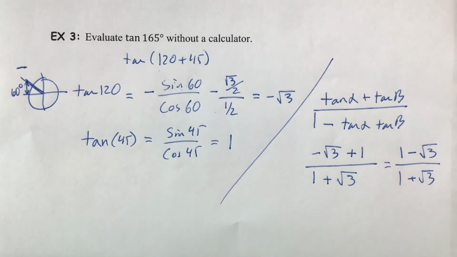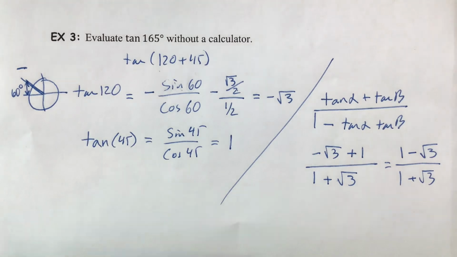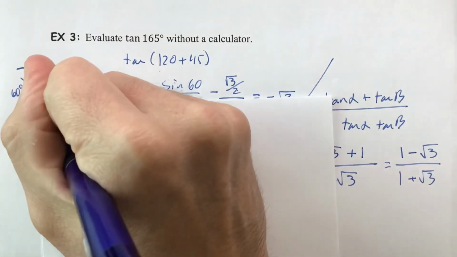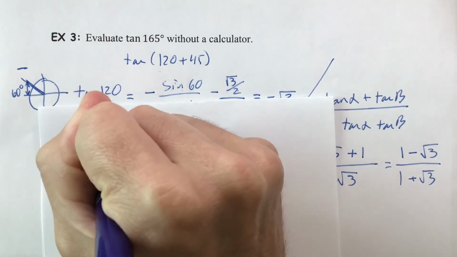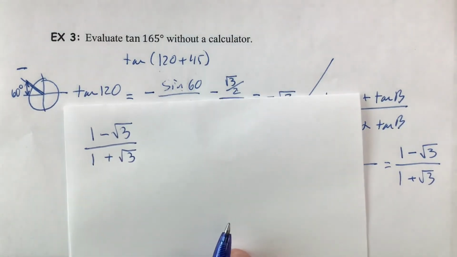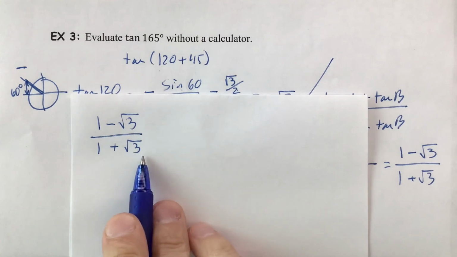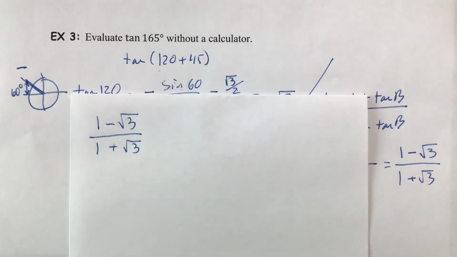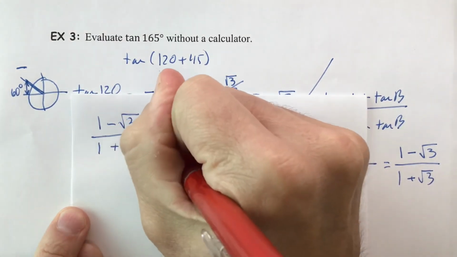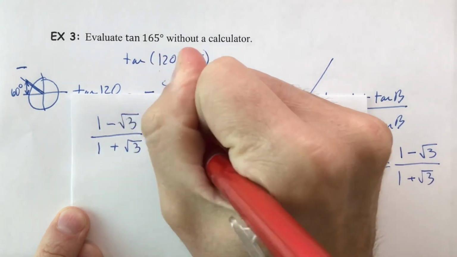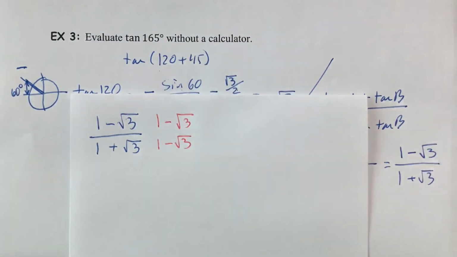All right, since I don't really have much space on my paper, I'll go ahead and do that on a separate page. So what we've got is 1 minus the square root of 3 over 1 plus the square root of 3. And the problem here is this square root of 3. We don't like that one. So what we do is we multiply by the conjugate of the denominator. That would be 1 minus the square root of 3. We're going to multiply the top and bottom by that amount.